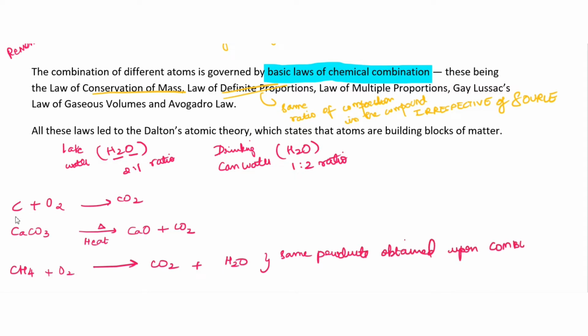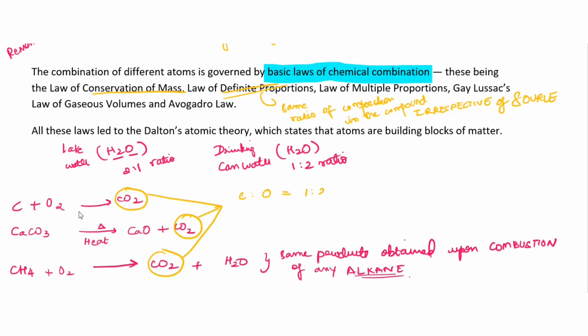So different methods of preparation. Can you see? In all these reactions, all these different methods of preparation, the composition, the ratio of carbon to oxygen is only 1 is to 2. This ratio is always constant irrespective of the method of preparation. So I hope now you've got the actual meaning of the law. Next we move on to law of multiple proportion.